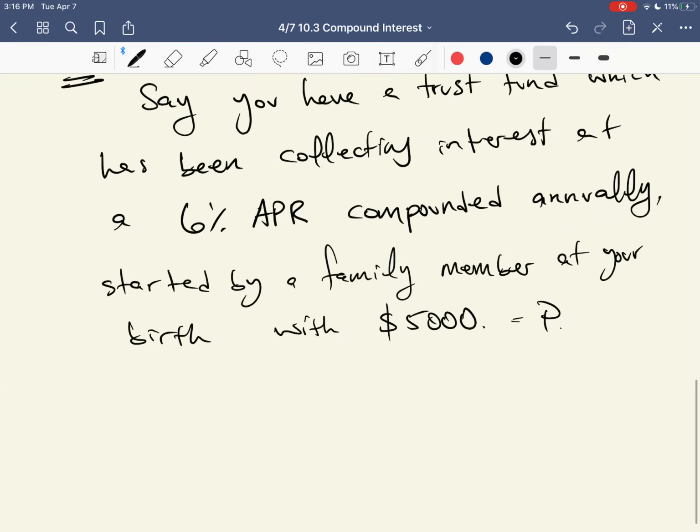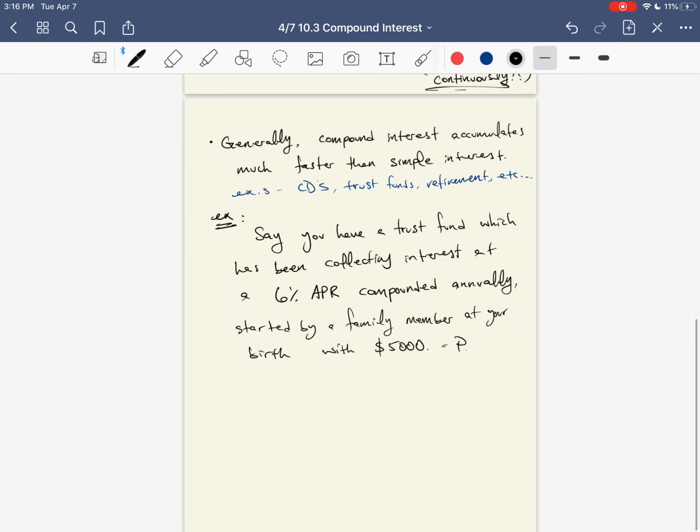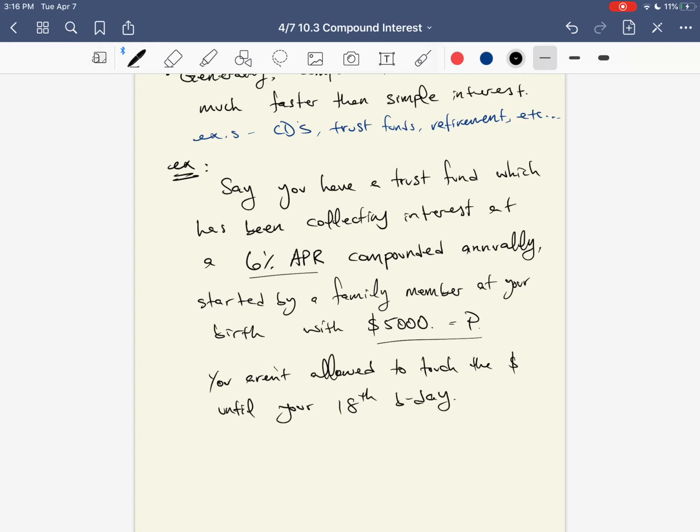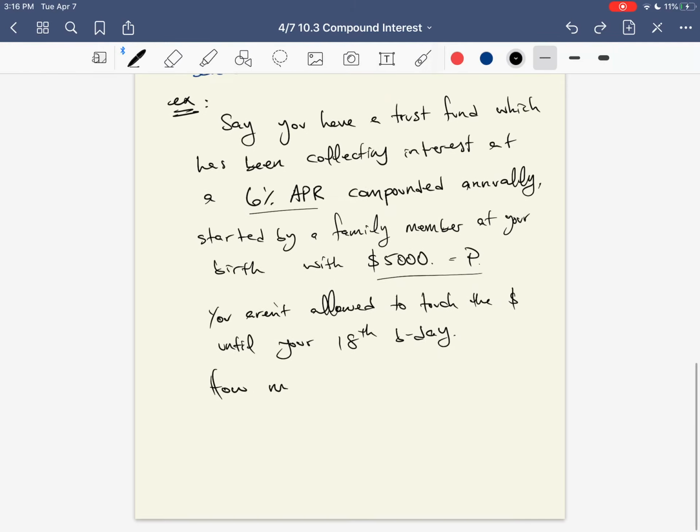So as lots of trust funds are, maybe you couldn't touch it until your 18th birthday. So say you have a trust fund. Yep, 6% APR, 5,000 principal, and you aren't allowed to touch the money until your 18th birthday. How much will be in the account then?